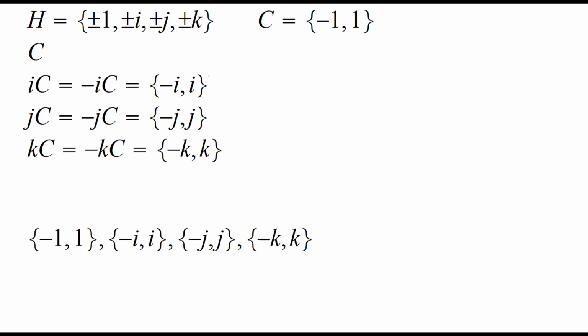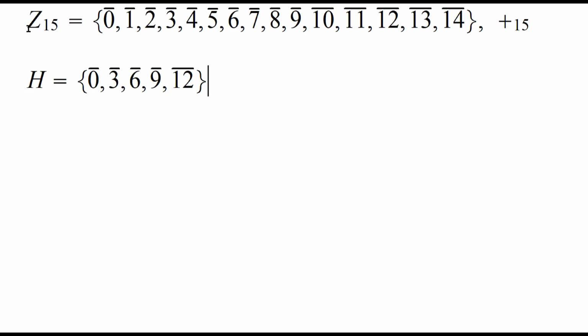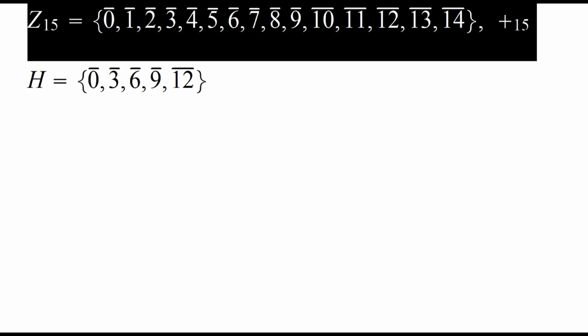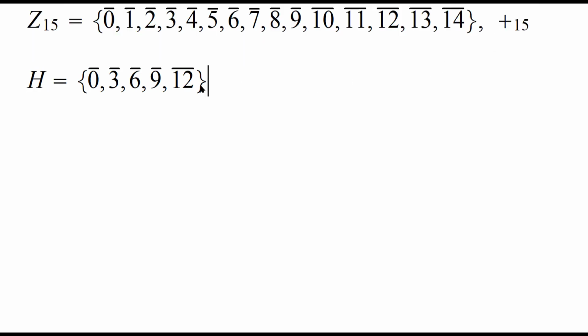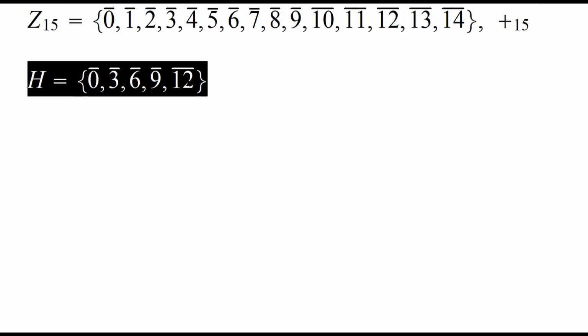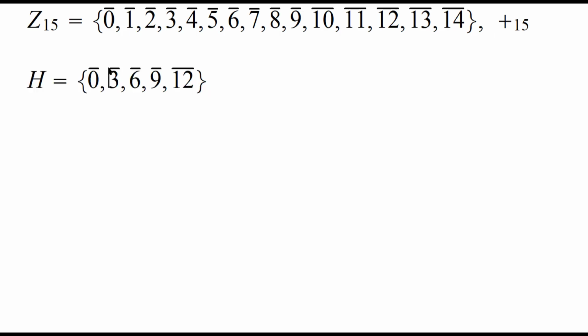Taking another group, likewise, say we take Z15, the group of integers modulo 15 with addition modulo 15, and we take the subgroup generated by 3, as you can see, which has 5 elements. So what will happen is we will expect, like, this is 15, this is 5, so we'll expect 3 different cosets of this, and let's look at them.